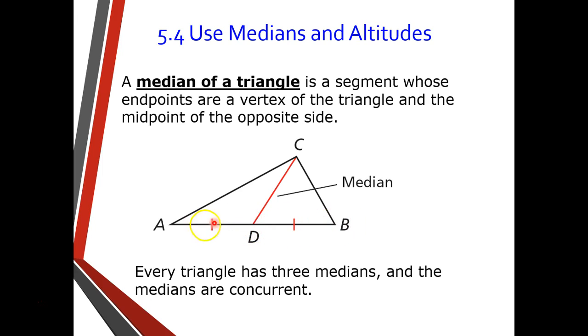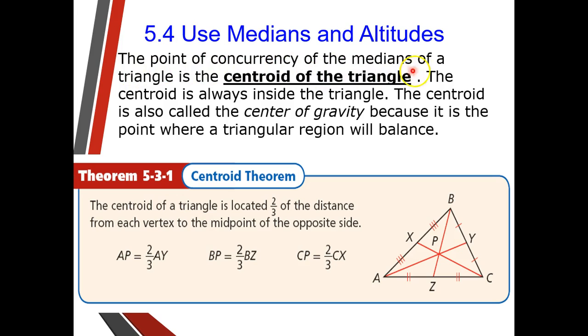So find all of your midpoints on each side of your triangle and then connect the vertex to the midpoint of the opposite side of that triangle, and you've got your median. And like I said, every triangle has three medians, and the medians are concurrent. Let's look at their point of concurrency. So the point of concurrency of the medians of a triangle is called the centroid of the triangle.